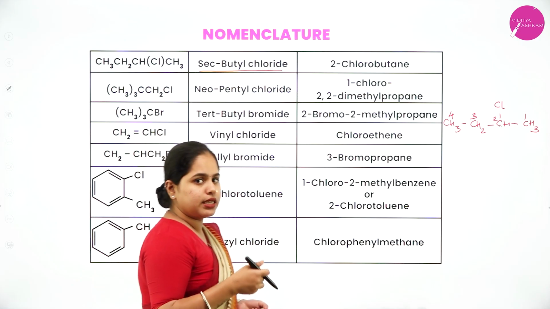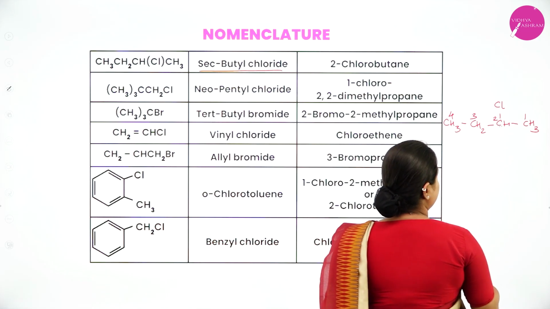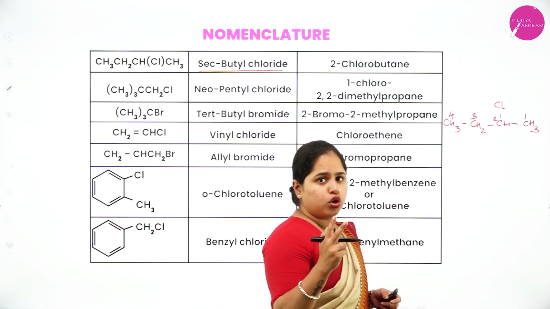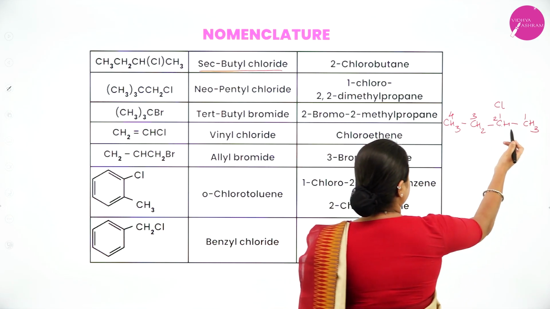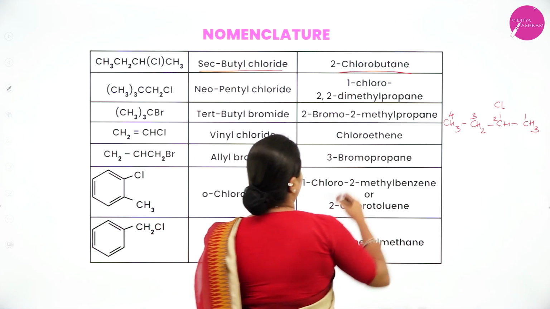And the IUPAC name has to be written as a haloalkane, right? So, the halogen is present on the second carbon atom. So it is 2-chloro, and what is the parent chain? It is 4 carbon, so it is butane. So it is 2-chlorobutane. I hope it is clear.